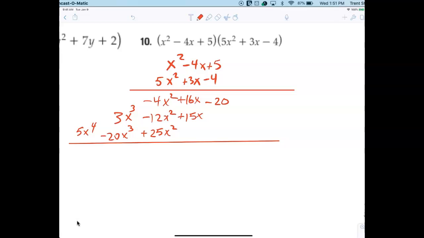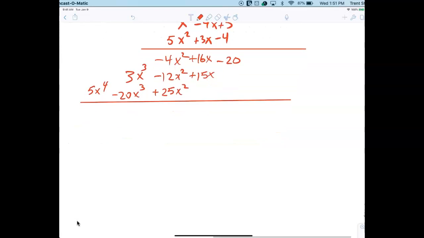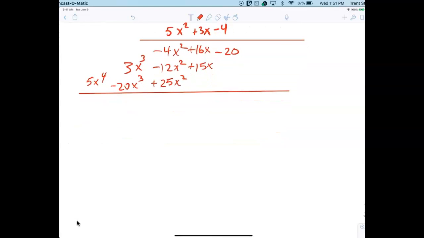All right, now notice how they just lined up perfectly. Now you add straight down. 5x to the 4th minus 17x cubed plus 9x squared plus 31x minus 20. Yeah, that's the hardest one. All right, I don't think that's too bad.